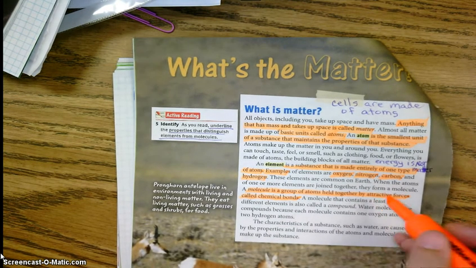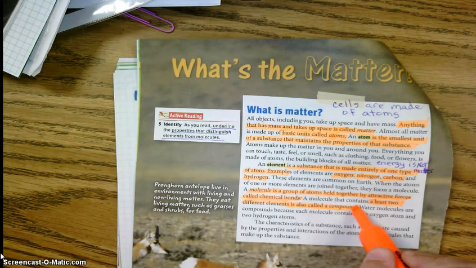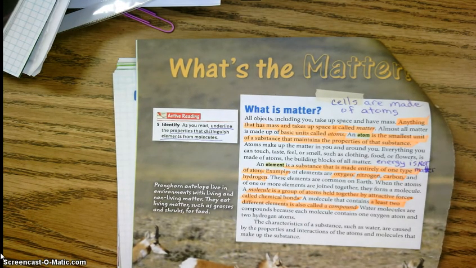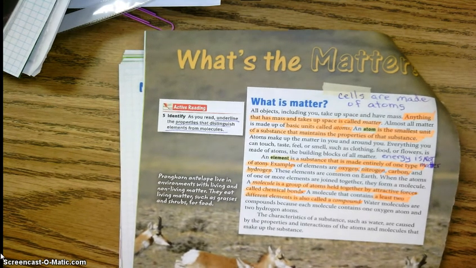If a molecule contains at least 2 different elements, it can also be called a compound molecule. So for example, water. Water is a compound because it has one oxygen bonded to 2 hydrogens. And so that makes it a compound molecule, just like a compound word like raincoat. It's 2 words, they're different, you put them together. Characteristics of a substance, such as water, are caused by the properties and the interactions of the atoms and the molecules that make up that substance.